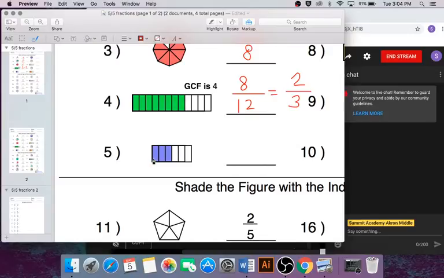Our next one, for number 5, we have 1, 2, 3, 4, 5, 6 pieces in the whole rectangle, so our bottom number is going to be 6. And then we have 1, 2, 3 shaded in blue. 3 over 6 is also not in simplest form. So our greatest common factor for 3 and 6 is 3. So we're going to divide both our numerator and our denominator by 3. So 3 divided by 3 is 1, and 6 divided by 3 is 2. So our fraction reduces down into 1/2.